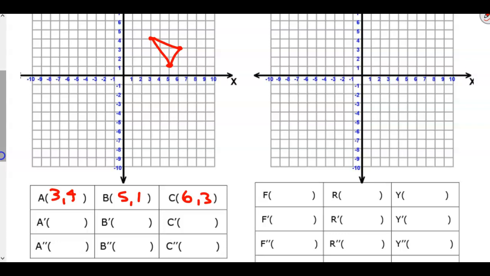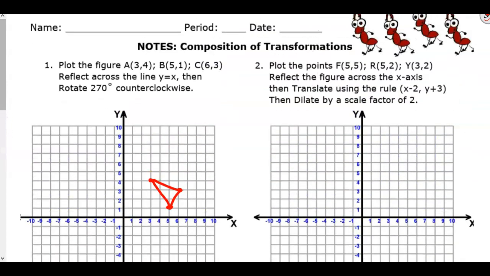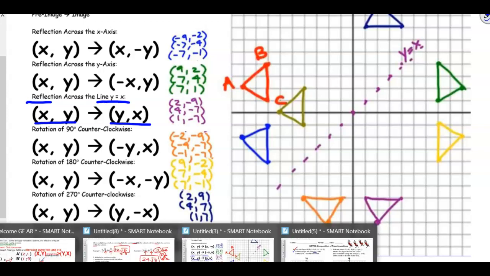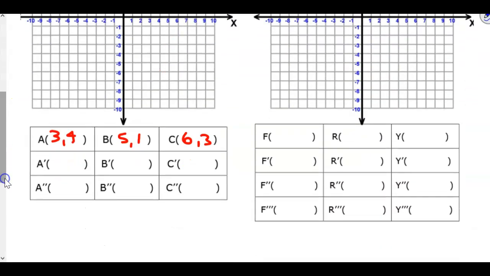Okay, so let's go back to the top. We plotted it, that's great. Now in blue, I'm going to do the second step. Reflect across the line y equals x. Now we just did that on the warm-up. So hopefully you remember the rule, but if you didn't, you got your notes, right? So to reflect across y equals x, I'm going to take (x, y) and make it into (y, x). What happens with x and y? They switch places, right? So let's write that little rule, tiny little margin here, (y, x).